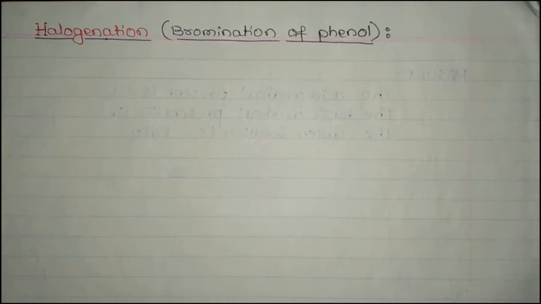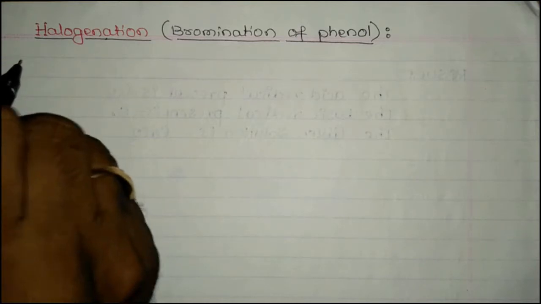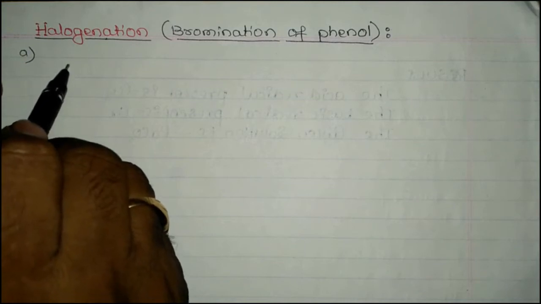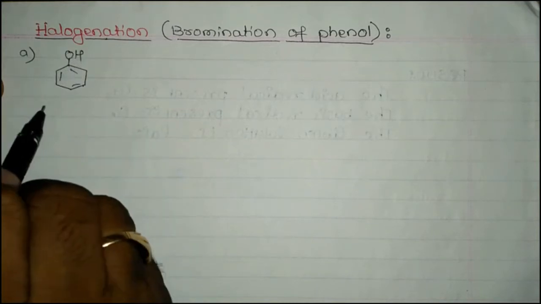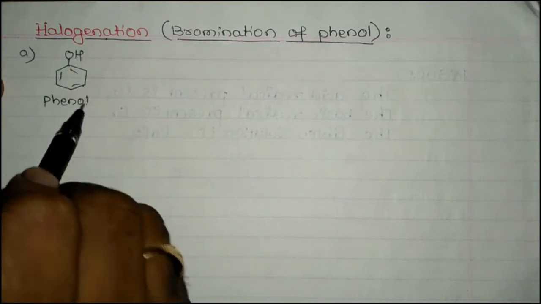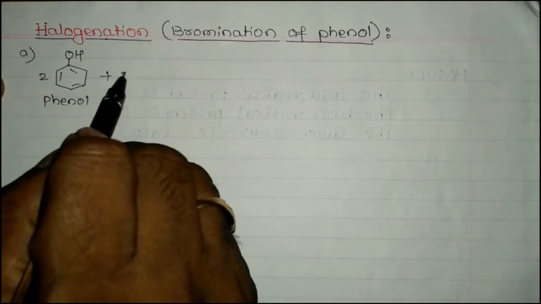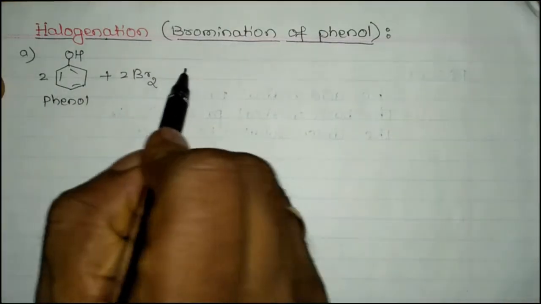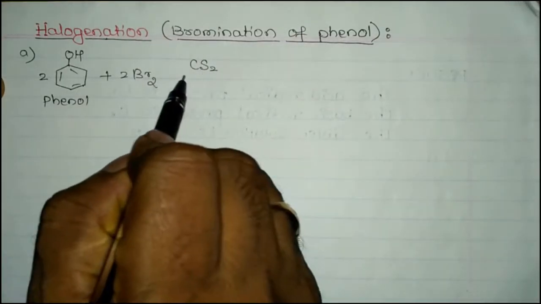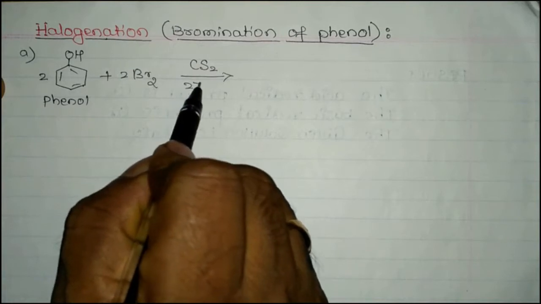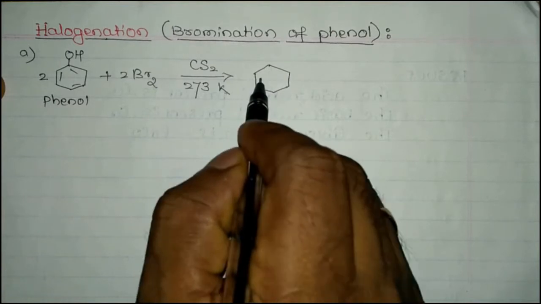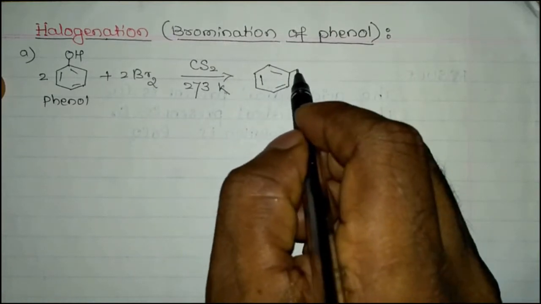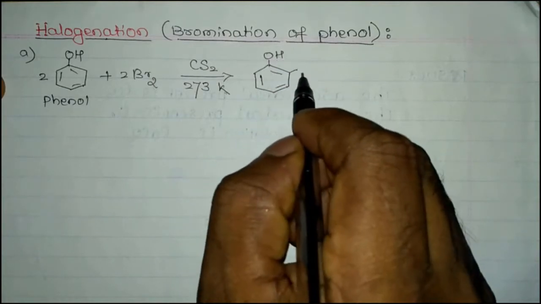Now we'll discuss the halogenation reaction, that is, bromination of phenol. When phenol reacts with bromine in the presence of inert solvents such as carbon disulfide, CS2, at low temperature such as 273 Kelvin, you are going to get a mixture of orthobromophenol and parabromophenol.